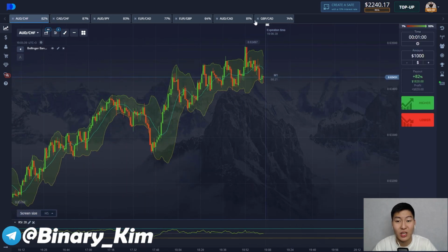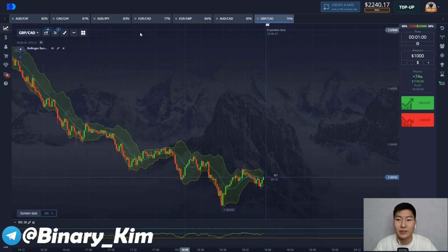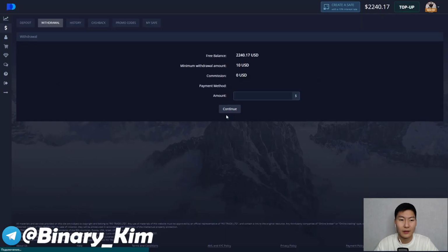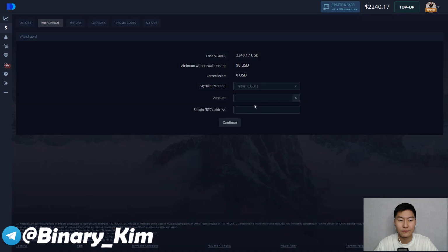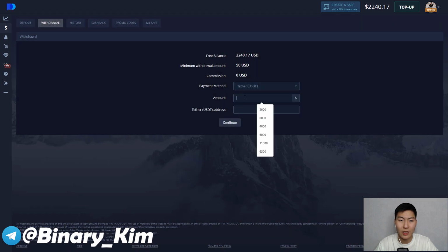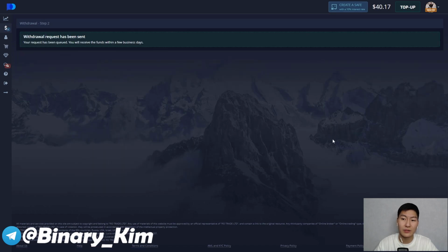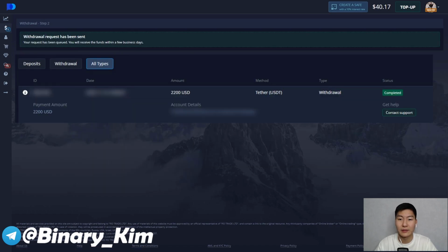I'm happy with such an outcome, considering the fact that we started from 40 dollars. Let's withdraw the money. Let it be $2,200. Press the continue button. So the transaction is being processed. I'll touch the screen as usual. That's what we've managed to reach today by using these indicators.